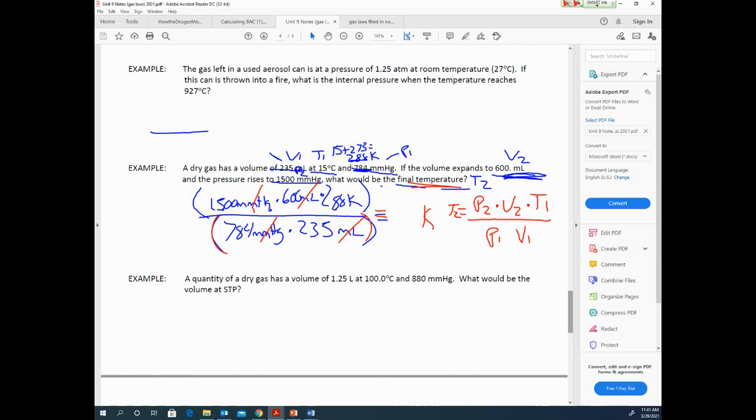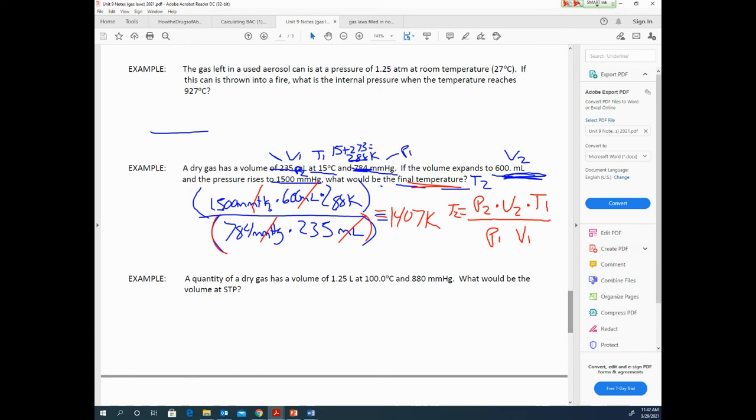And the answer is 1406 Kelvin. And actually that rounded up to 1407 Kelvin. And there we go. So that is how we do one of the problems. We solved it. Yay. All right, let's try to do another example.